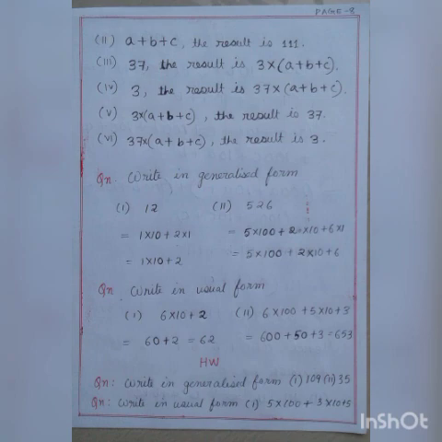Question number 2, write in usual form: 6 into 10 plus 2, and number 2 is 6 into 100 plus 5 into 10 plus 3. 6 into 10 plus 2 is 60 plus 2, which is equal to 62. Question number 2, 6 into 100 plus 5 into 10 plus 3 is equal to 600 plus 50 plus 3 is equal to 653. I have given you homework.